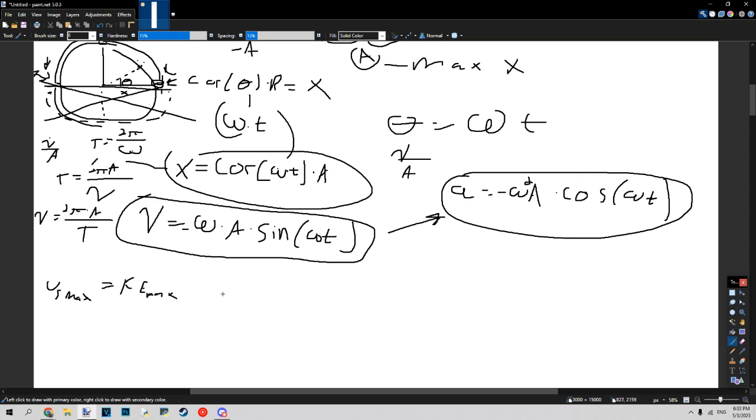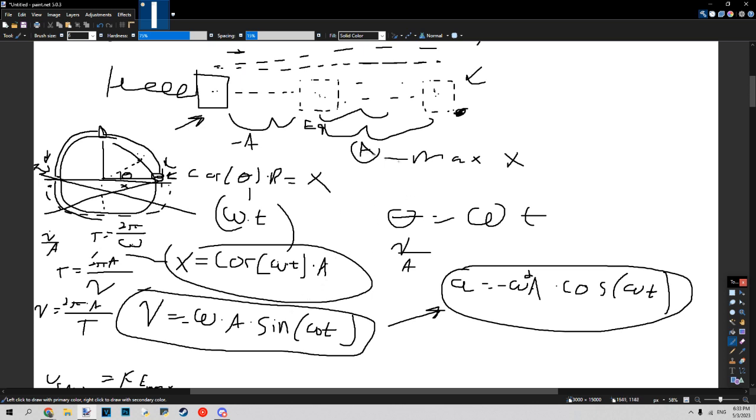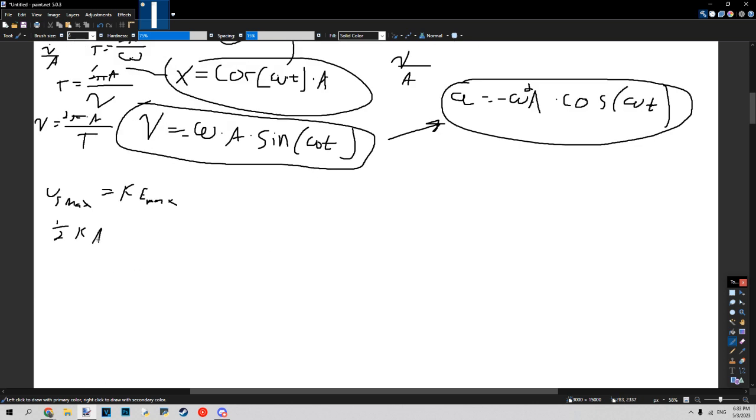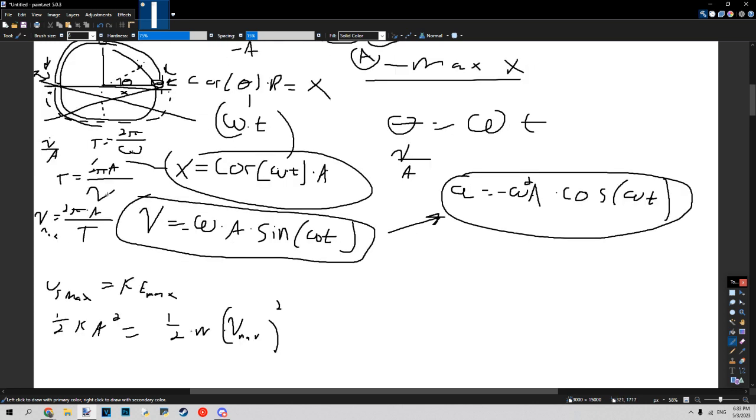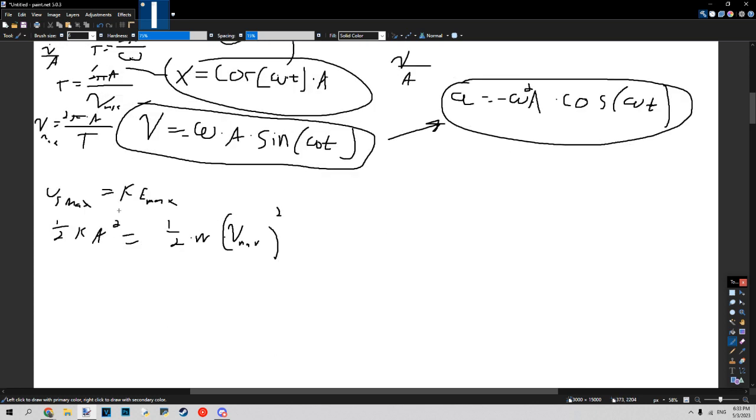And we can simply rewrite this as 1/2 times k times delta x max, which is just amplitude, that's its definition, so times A squared, is equal to 1/2 times the mass times the velocity max of the spring squared. This over here is max, if you remember.